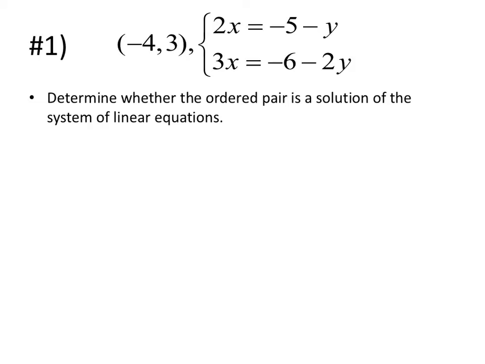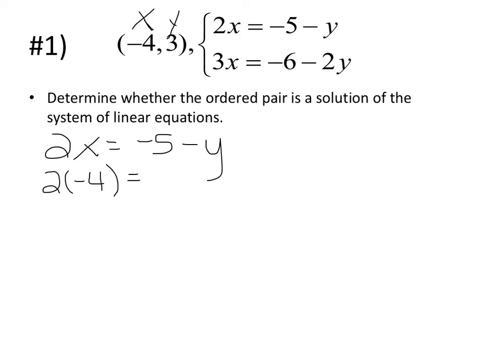So the first thing you want to do is label the point, x and y, and plug in. Let's plug into the first one. So I have 2x equals negative 5 minus y. So we're going to plug in negative 4 for x and 3 for y. So this is negative 8 is equal to negative 5 minus 3. Negative 5 minus 3 is negative 8. So this one works out.